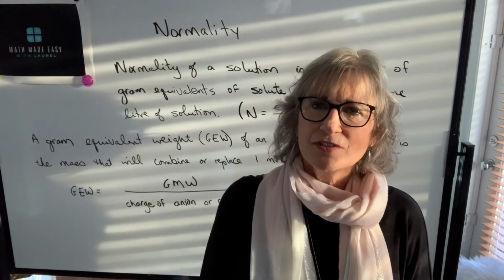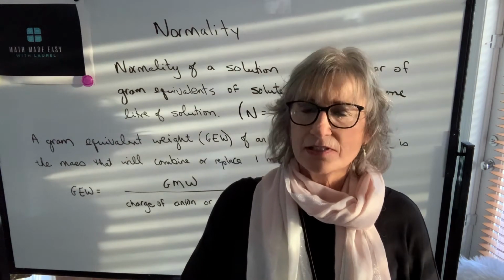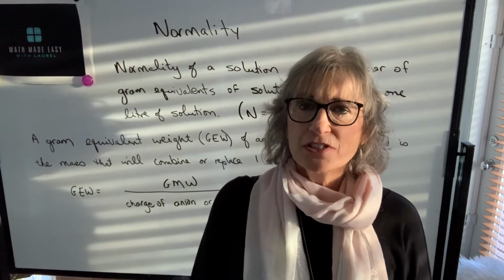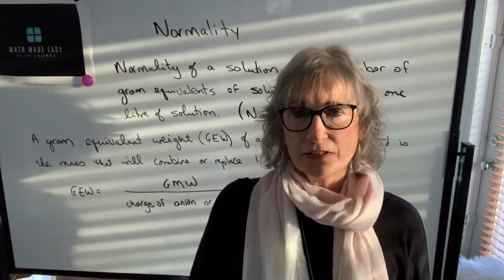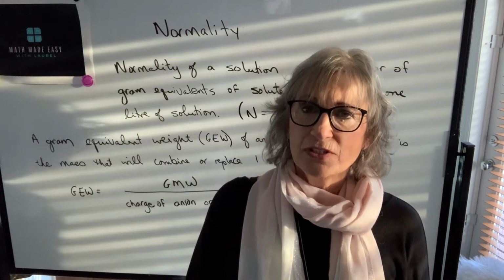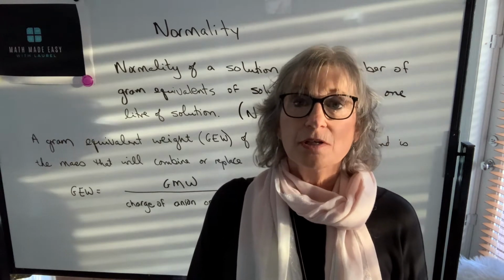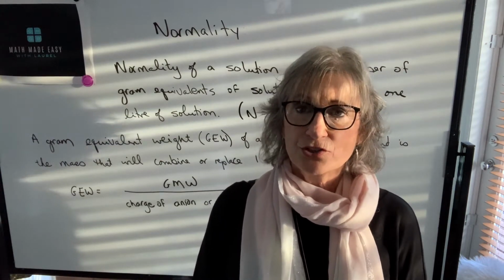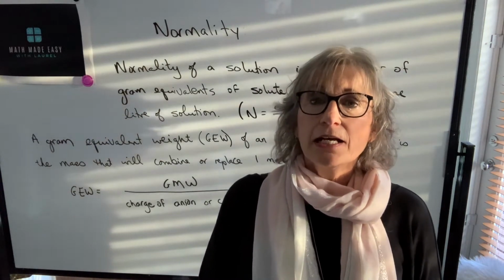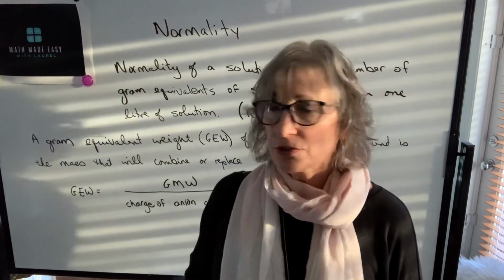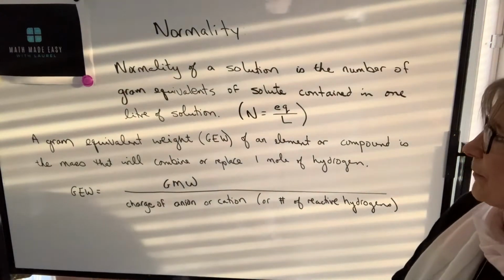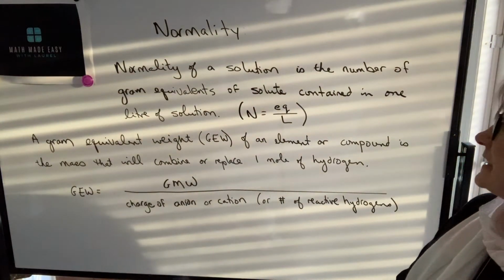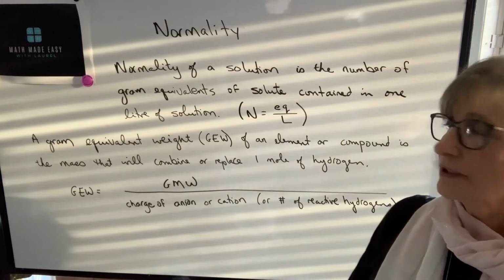The concentration of a solution can be expressed in a number of different ways. A previous video talked about how we can use percent as a way of indicating the concentration, and another previous video talked about how we could use molarity to express concentration of a solution. Another unit that you might encounter is normality. And normality of a solution is the number of gram equivalents of solute contained in 1 liter of solution.